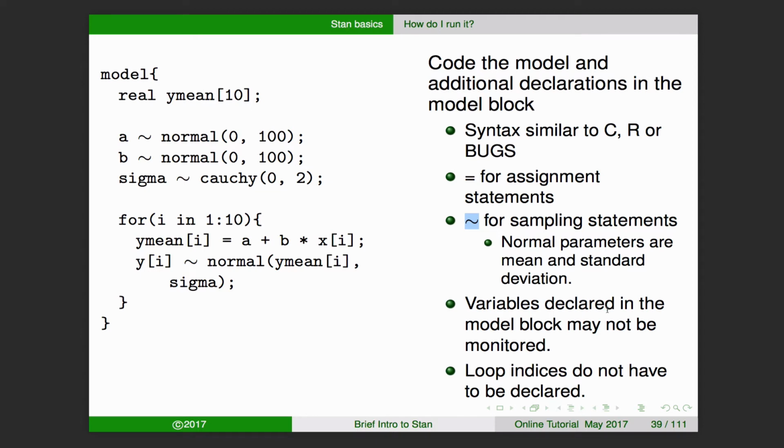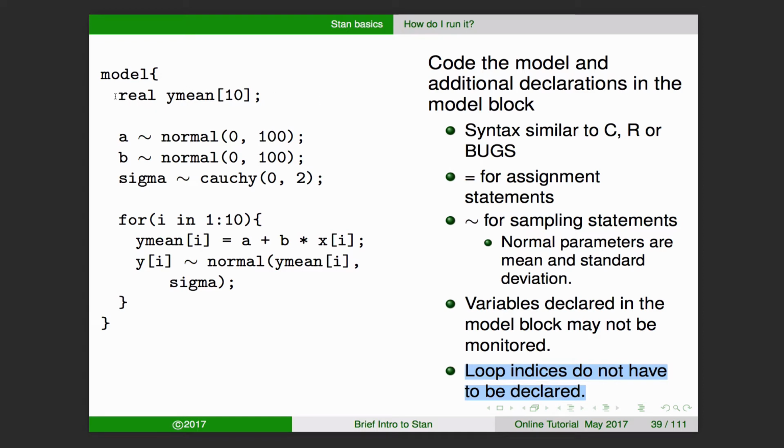And variables that are declared in the model block cannot be monitored. By that I mean you can't save them for subsequent use after you've left the Stan program. So basically a parameter declared in the model block remains in the model block. And I'm just going to specify, after I told you before that everything has to be declared, I told a little fib. The one exception to that statement is loop indices do not have to be declared. So let's illustrate some of these.